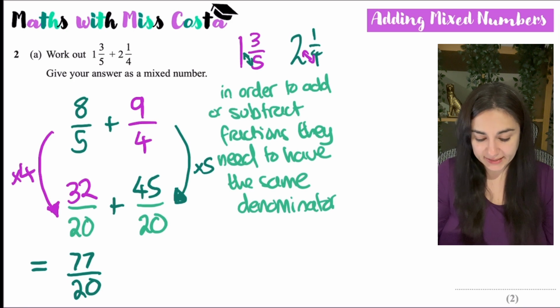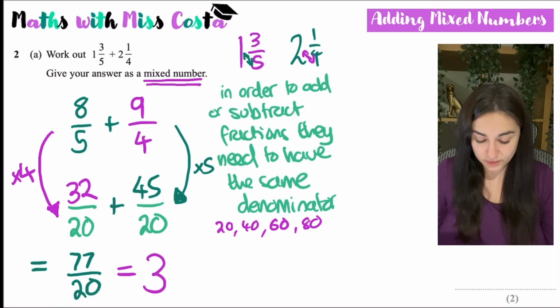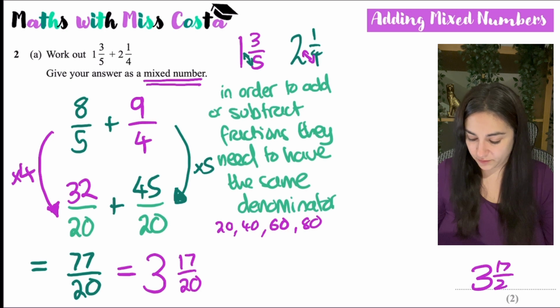And the question is asking me to give my answer as a mixed number. So then I think to myself, how many times does 20 go into 77? Well, I know if I write out the 20 times tables, 20, 40, 60, then 80. So that's 3 wholes. And then from 60 to 77, I'm left with 17. So I write that as 3 and 17 over 20.